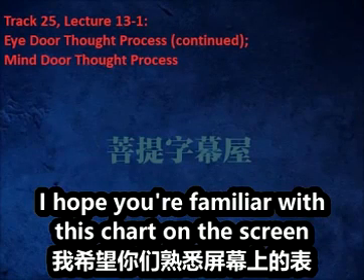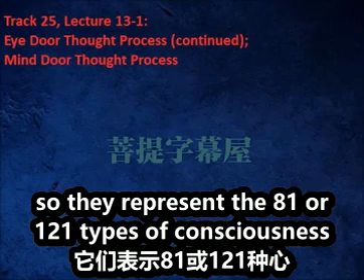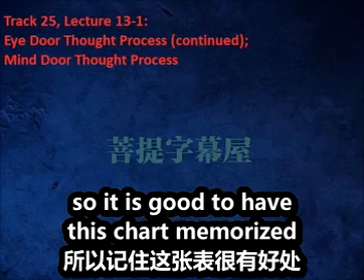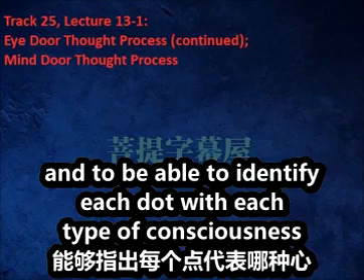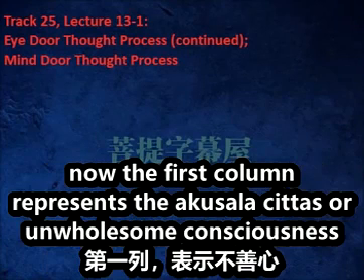So I hope you are familiar with this chart on the screen. They represent the 89 or 121 types of consciousness. It is good to have this chart memorized and to be able to identify each dot with each type of consciousness. Now the first column represents the akusala cetas, or unwholesome consciousness.